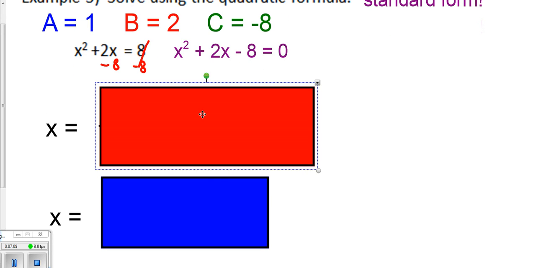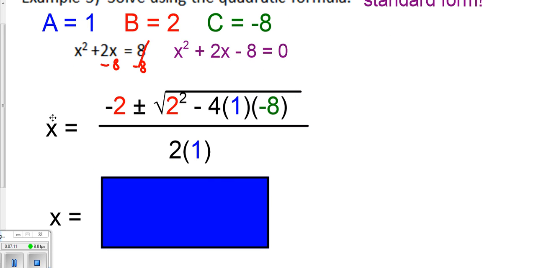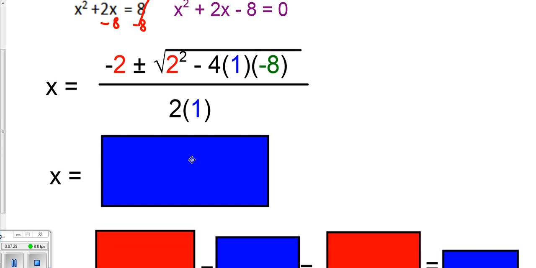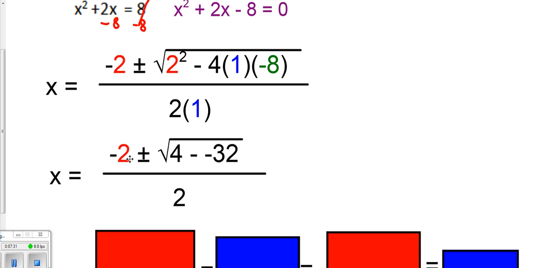Take those values and we plug them into our quadratic formula. X equals negative b, so negative 2, plus or minus the square root of b squared, so 2 squared, minus 4 times a times c, so 4 times 1 times negative 8. All of that is divided by 2 times a, or 2 times 1. Simplify that down a little bit. It's still negative 2 out here, plus or minus. 2 squared is 4. 4 times 1 is 4, times negative 8 is negative 32. So 4 minus negative 32. 2 times 1 is just 2.